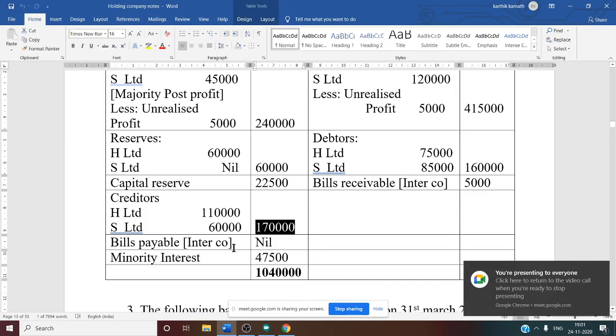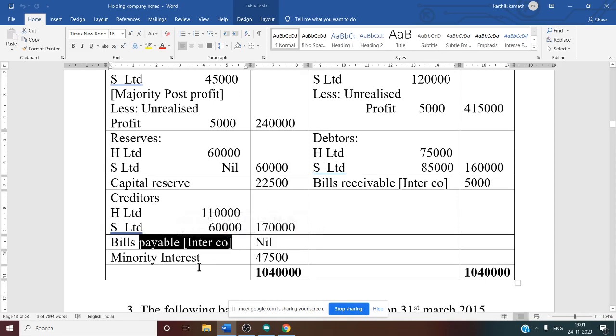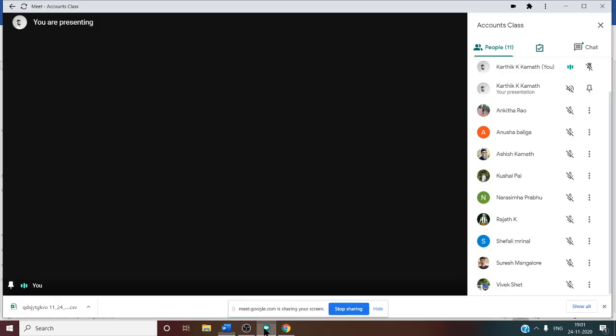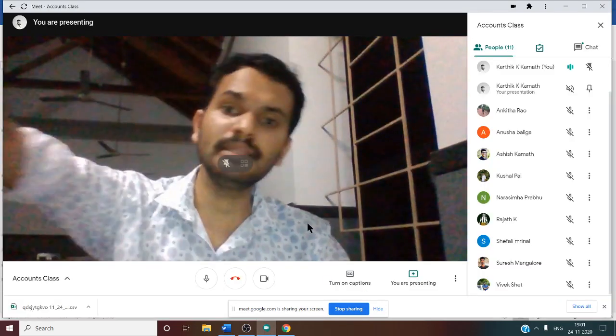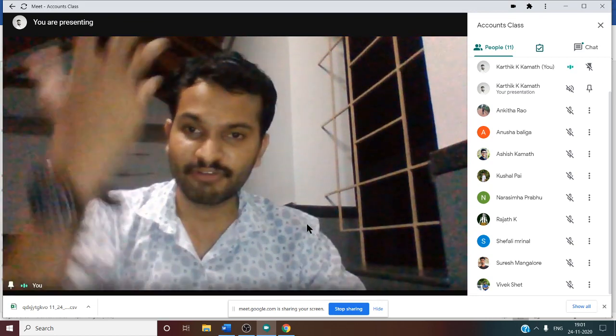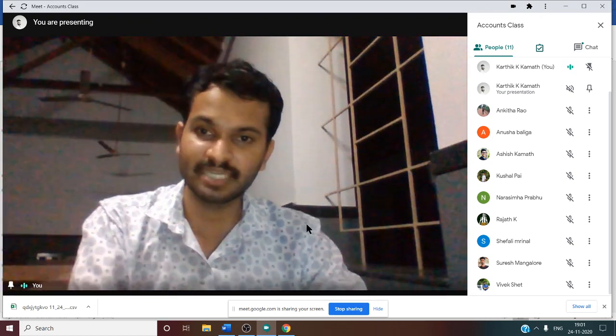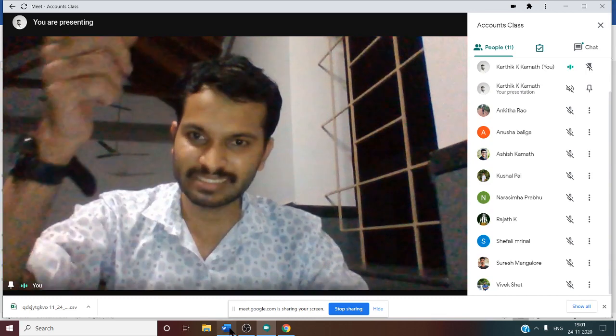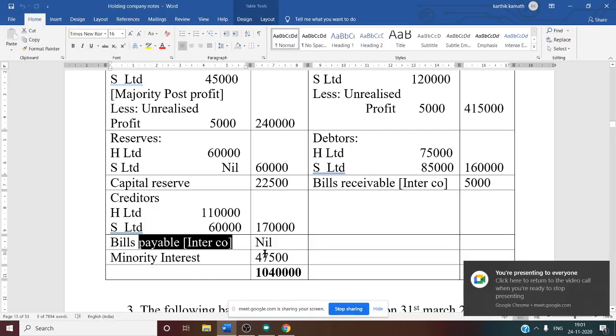Bills payable. One more very important thing next is bills payable. That is intercompany, nil. Why intercompany nil? Here the subsidiary company makes all the bills payable payment to the holding company. So the 15,000 bills payable given in the balance sheet cancels. That we have discussed in the working note. So 15,000 minus 15,000, nil. Bills payable is nil.